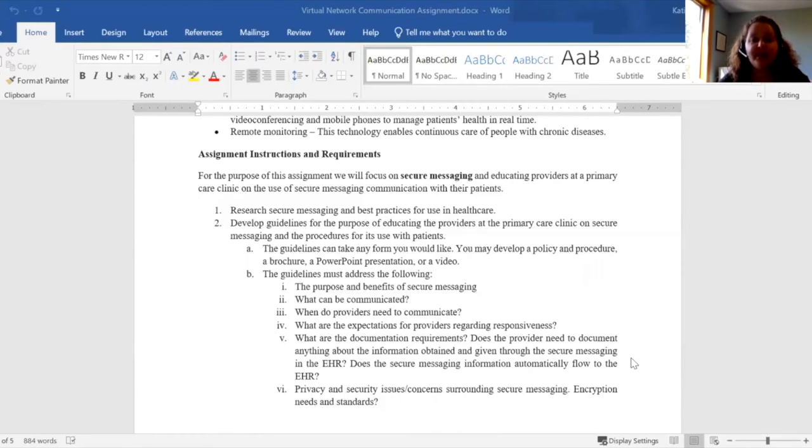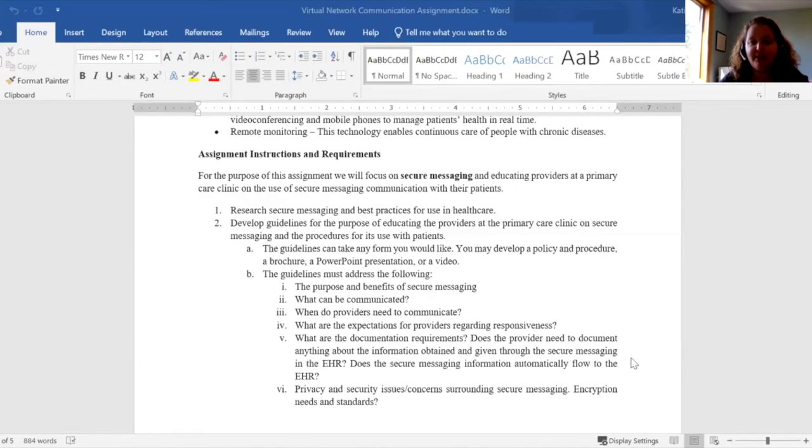The guidelines can take any form that you like. You could develop a policy and procedure that you want to use to educate the providers. You could develop a brochure, a PowerPoint, or a video, something like this. Whatever you choose and whatever you're most comfortable with. Whichever method you choose, your guidelines need to address the following elements.